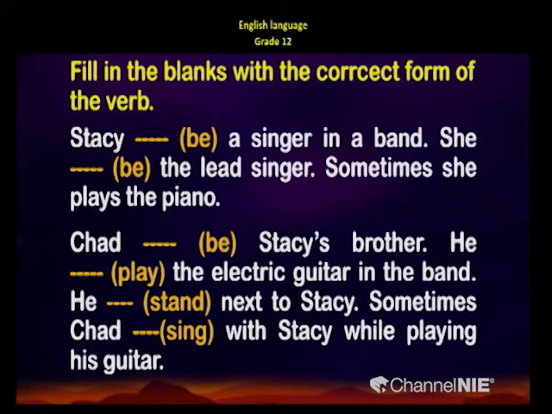Okay, students, go ahead. Try to find the answers. Right. Shall we try to find the answers? Ms. Menon, are you going to say the answers? Yes, okay. For the first blank, what do you feel? It is. Am I correct? Yes, the answer is "is." You can read the sentence. Stacy is a singer in a band. Yes, Ms. Menon. What is the answer for the second blank? Second blank, I feel it is also "is." Yes, she is the lead singer. Sometimes she plays the piano.